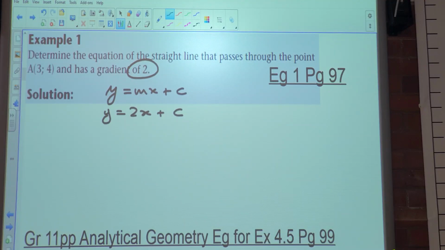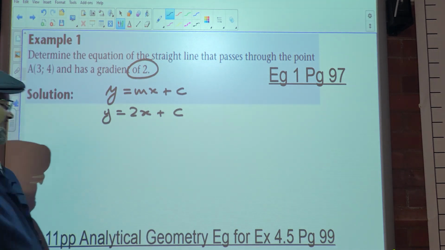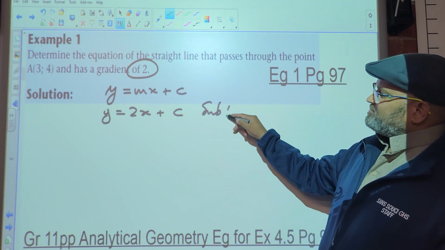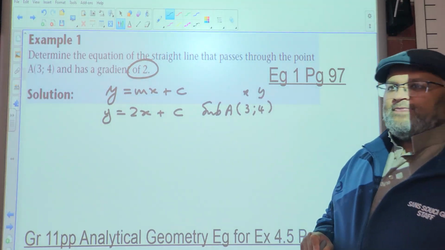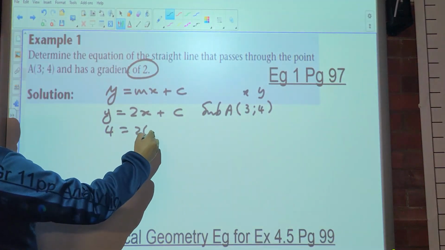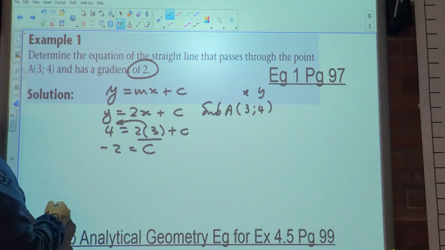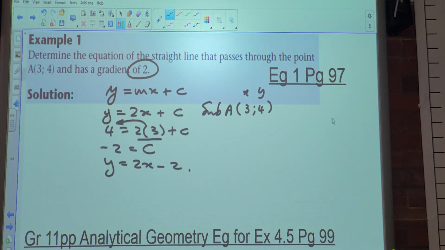So what do we still need to solve here? c. So x and y form your function. How do we calculate c? We substitute the point that the graph is going through. Remembering this is an x and a y. So what do we have? 3 is equal to 2 times 4 plus c. So that is 8, not so? It becomes 3 minus 8, which is negative 5. Is there any confusion here? Any confusion? No?